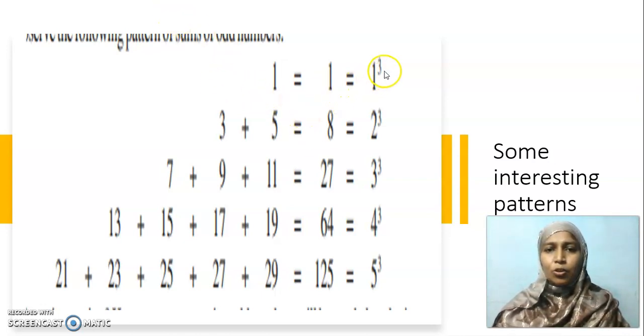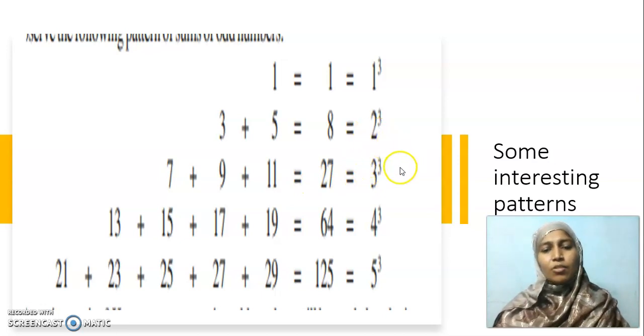See, 1 cube is equal to 1, just from right to left. Then 2 cube is 8 and it is written as 3 plus 5. Then 3 cube is 27. 3 3s are 9, 9 3s are 27. Students make the error of multiplying 3 3s are 9. It's wrong, my dear children. You have to multiply this 3 times: 3 into 3 into 3. That's how we got 27.